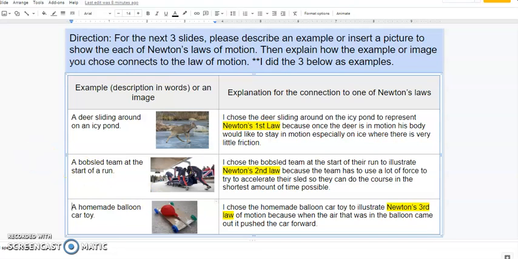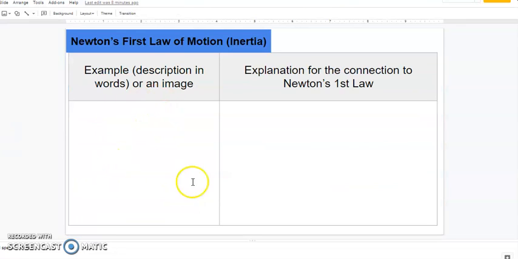So I'd like you to do the same thing. For each law, you're going to find an image or describe an example, and then you're going to explain why that picture, why that example is connected to that particular law.